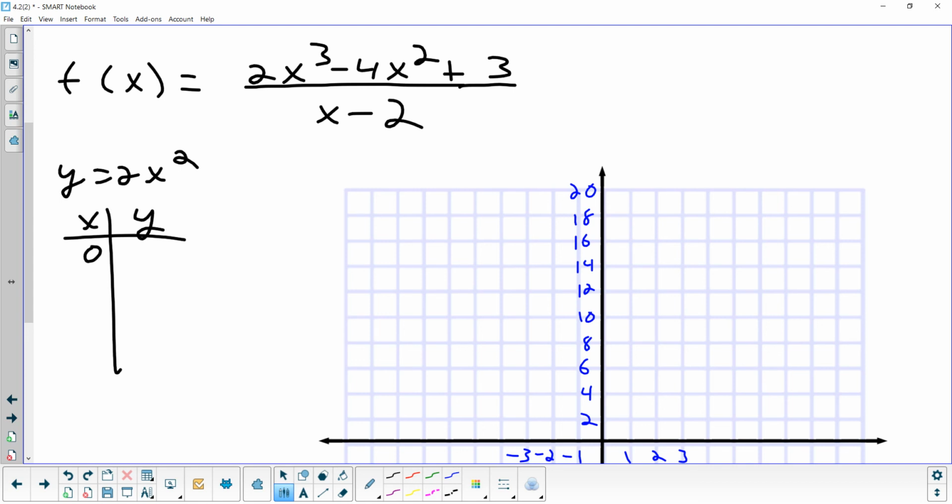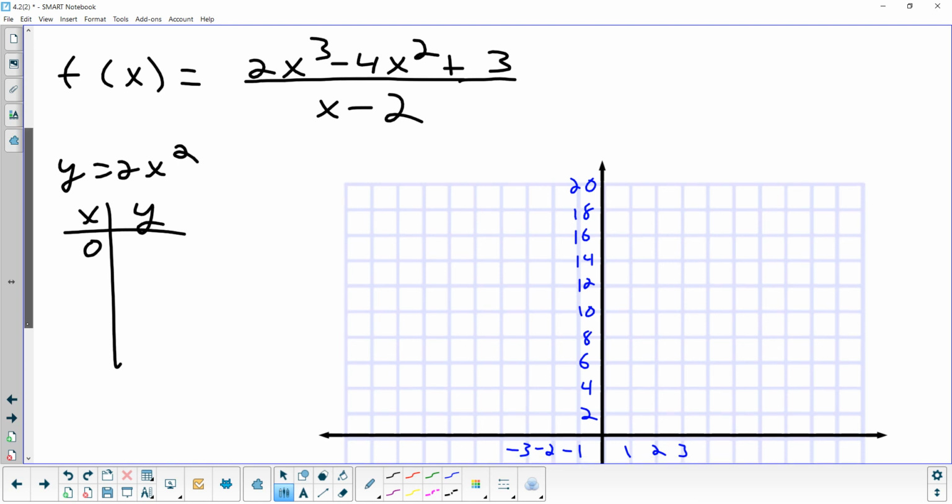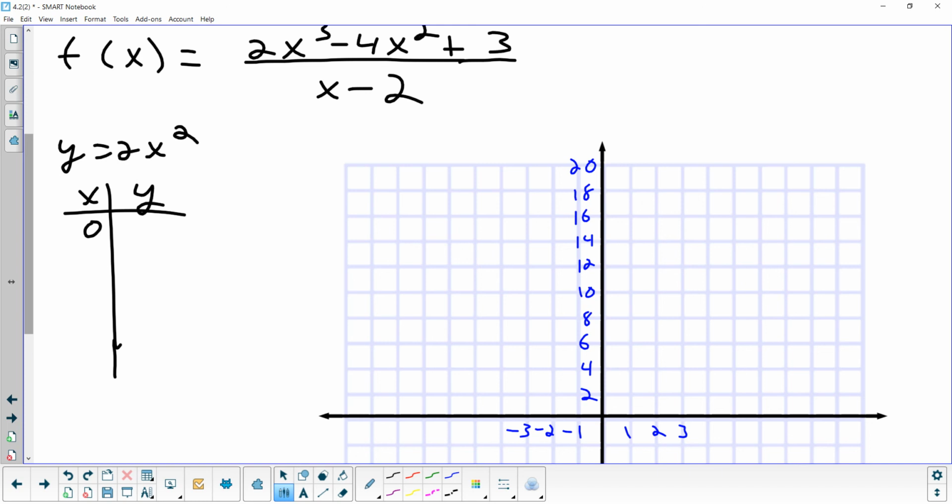If x is 0, what's y? 0. What about if x is 1? 2. What about negative 1? 2. Let's do, what about 2? 8. Negative 2? Now, the problem is we're going to get pretty big all of a sudden here. 3 gives me what? 18. And negative 3 would also be 18. We might want to do 2.5, but I would need a calculator for that one.